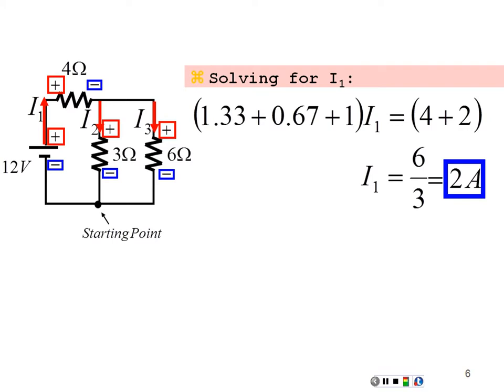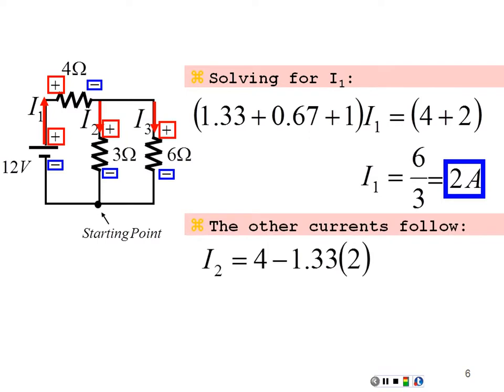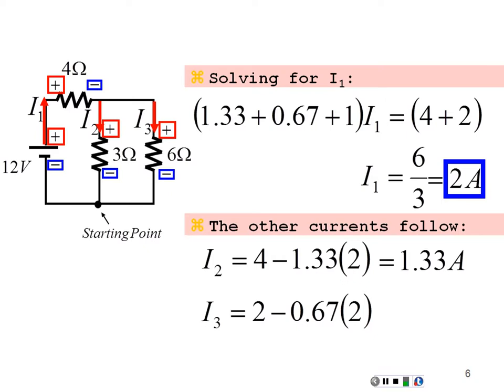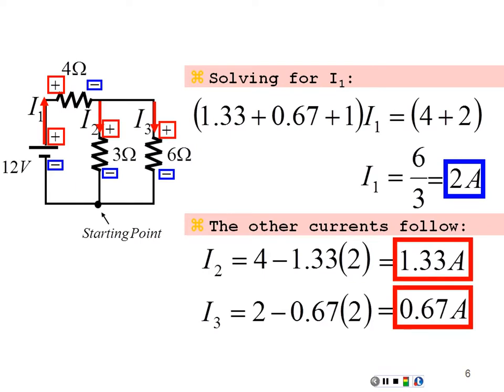Sounds good. I've got the current. I've got I1, the current in the first branch. And since I've got that current, the other currents follow quickly because I have them defined in terms of I1. So I2 is going to be 4 minus 1.33 times I1, 2 amps, which is going to be 1.33 amps. And I3 is 2 minus 0.67 times I1, 2 amps. And that's going to be 0.67 amps. And note that I2 plus I3 does indeed equal I1.